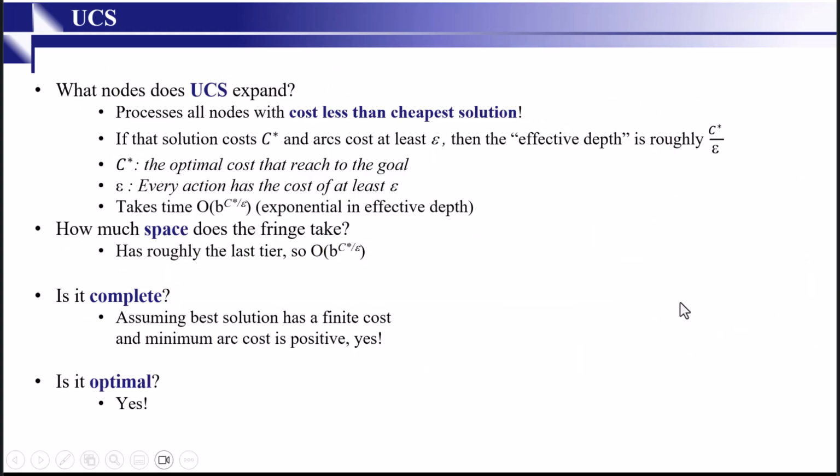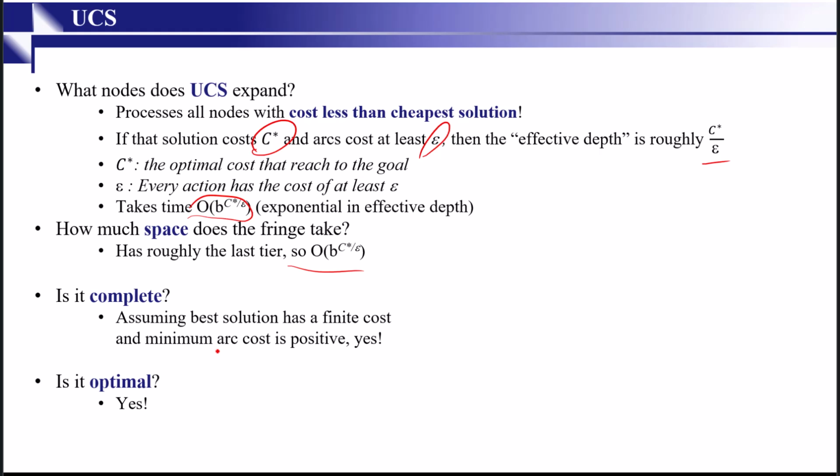In uniform cost search, the algorithm expands all nodes whose path cost is less than the cost of the cheapest solution found so far. So if the optimal solution has a cost of, for example, C star, and every action has a minimum cost of epsilon, then the effective depth of the search is approximately C star divided by epsilon. This means the time complexity of UCS is O of b to the power of C star divided by epsilon. This grows exponentially with this effective depth. In terms of memory, the fringe primarily holds nodes at the last level, so the space complexity is also O of b to the power of C star divided by epsilon.